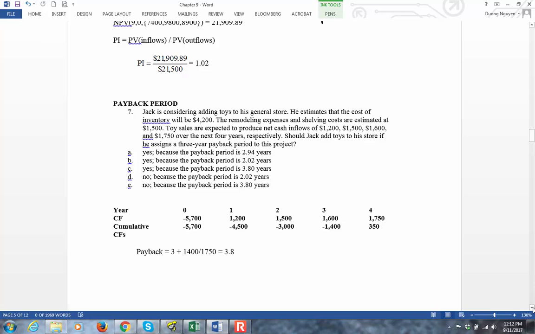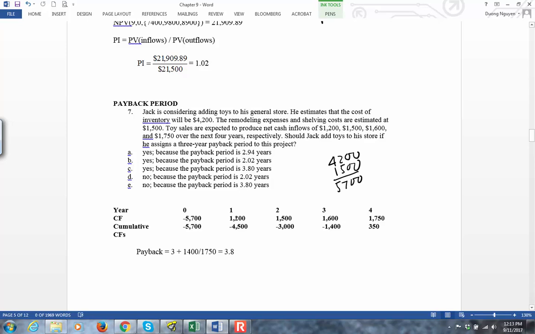Now number 7, payback. Calculating payback is very similar to the discounted payback we did earlier, except that this one is even easier. You don't need to calculate discounted cash flows anymore. You simply use the original cash flows. At the beginning you have 5,700. Why? Because the cost would be 4,200, inventory and other expenses are 1,500, so the overall cost would be 5,700. It is a cost outflow, so you should have a negative sign.